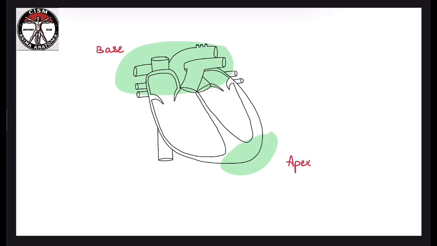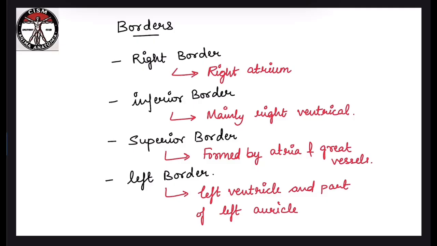Let's move to our next topic, which is the borders. There are 4 borders in the heart: the right border, the inferior border, the superior border and the left border. The right border is formed by the right atrium, whereas the left border is formed by the left ventricle and part of the left auricle. The inferior border is formed mainly by the right ventricle. The superior border is formed by the atria and the great vessels. Let me show you in the diagram.